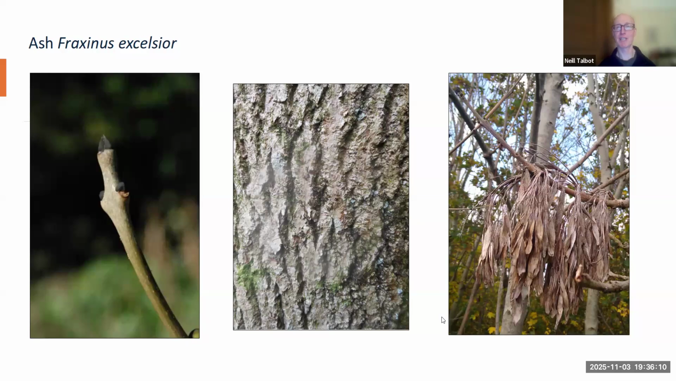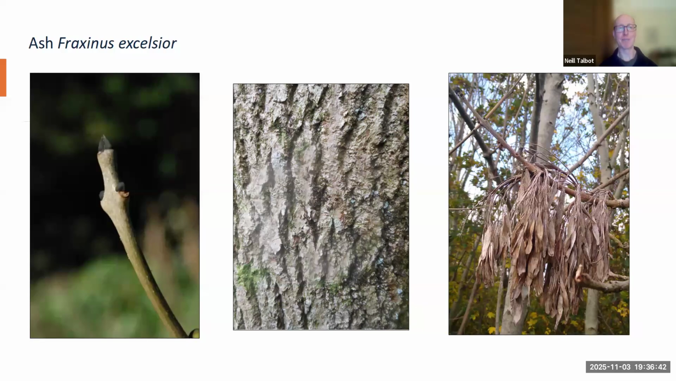All right, I'll just quickly go through ash. Ash is another one of our common species, although sadly it's been declining now because of the ash dieback. The picture of the buds shows they are extremely distinctive. There's no other native species that has these dark chocolate brown or black buds, which are quite large.